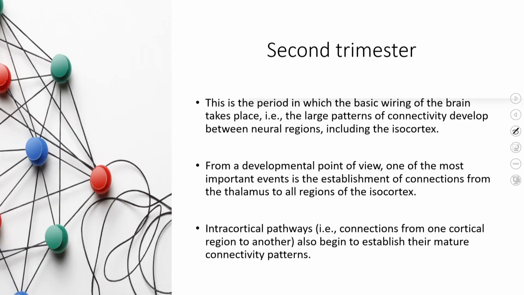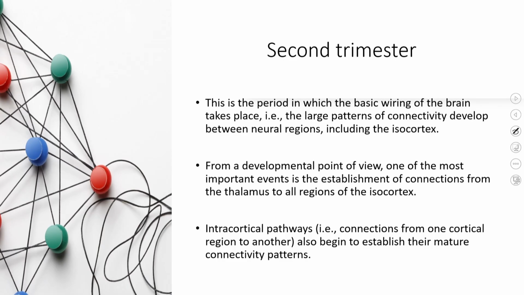In the second trimester, this is the period in which the basic wiring of the brain takes place. First the neurons are created, then the wiring happens. The large patterns of connectivity will emerge at this stage. The second trimester typically gives us the connectivity developing between different neural regions, including the isocortex. From a developmental point of view, one of the most important events is the establishment of connections from the thalamus to all regions of the isocortex.